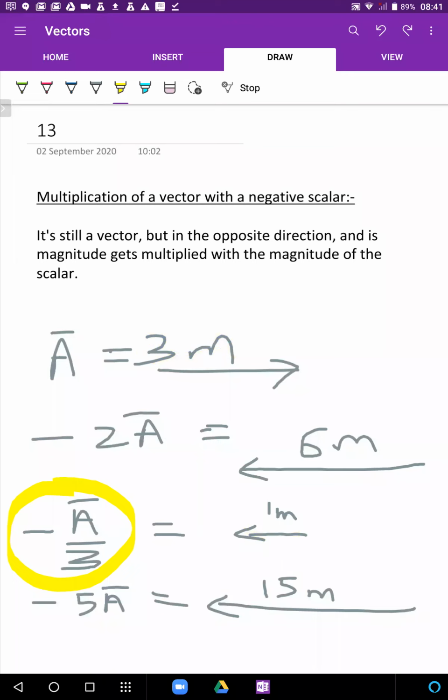क्या हो रहा है? Minus 5a bar. दिख रहा है कैसे? minus 5a bar. पहले माइनस साइन के कारण डायरेक्शन को उल्टा करोगे एंड फिर मैग्नीट्यूड को 5 से मल्टीप्लाई करोगे तो 3 मीटर 15 मीटर हो जाएगा. Got that?